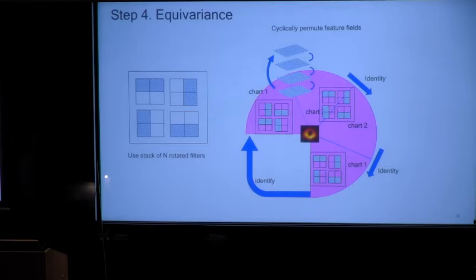Okay, and then the final thing is, instead of just doing a convolution with one of these filters, you do the convolution with all of the filters at once, right? And you have to tell me in each chart how to transform the result from one chart to the next. So from here to here, I actually changed the frame. And so I'm just going to have to tell you, okay, if these are my four feature fields, what's happening if I go from here to here to get the equivalent computation? In this case, it's very simple. It's like a cyclic permutation. So this one goes here, and these ones go there.